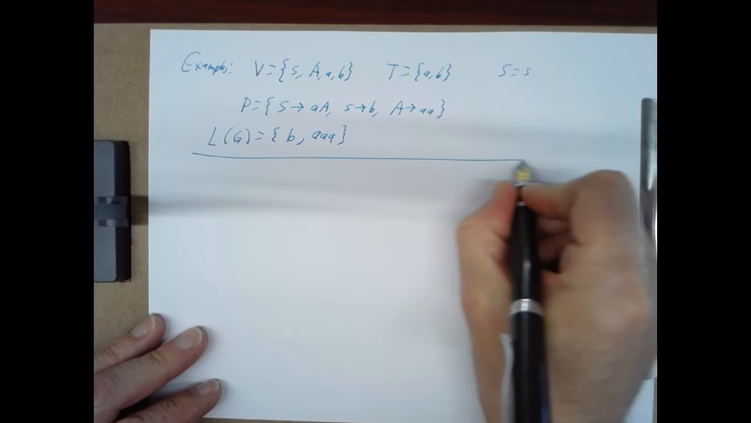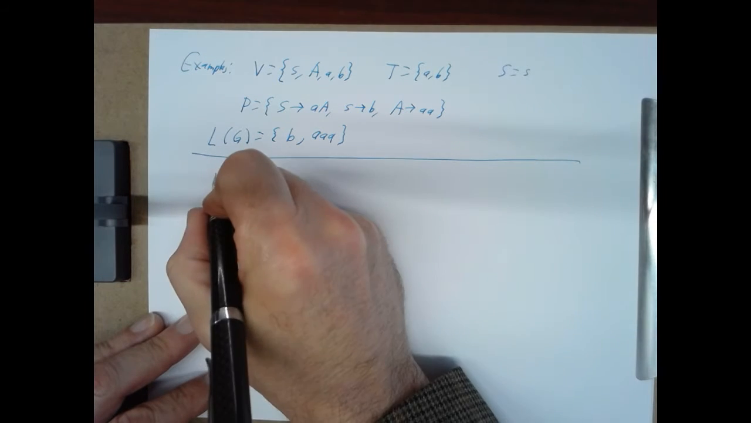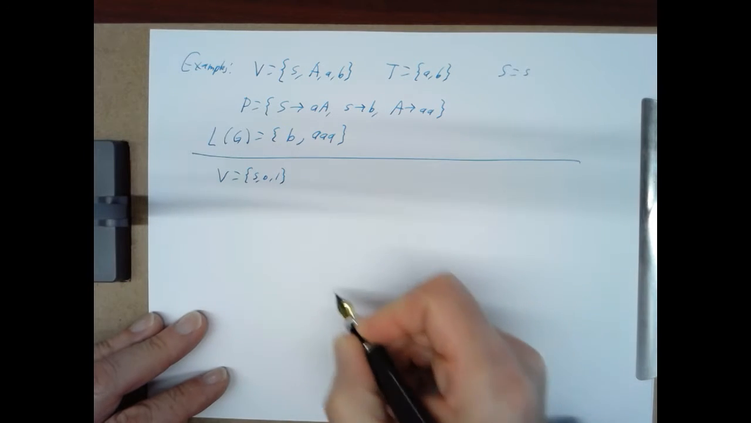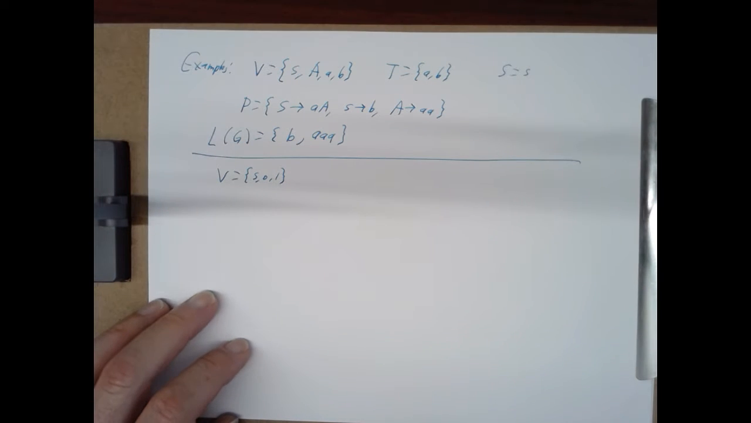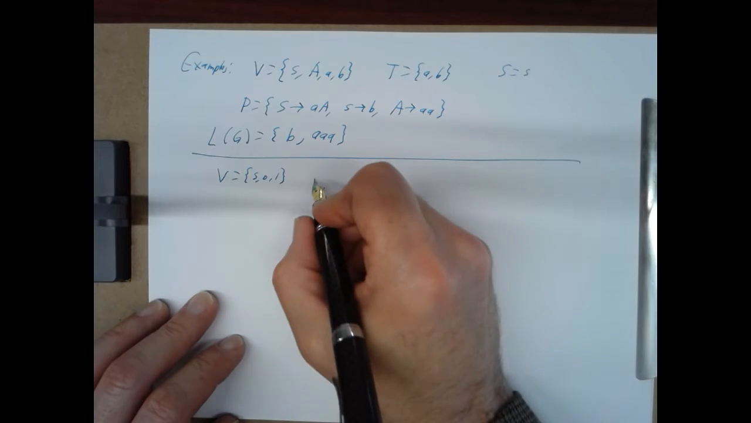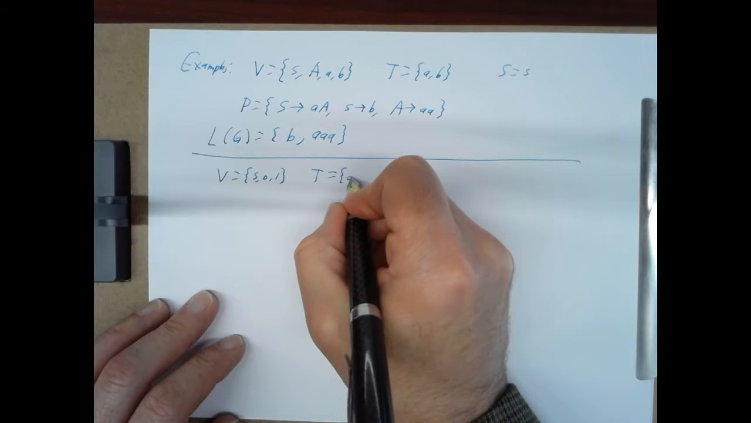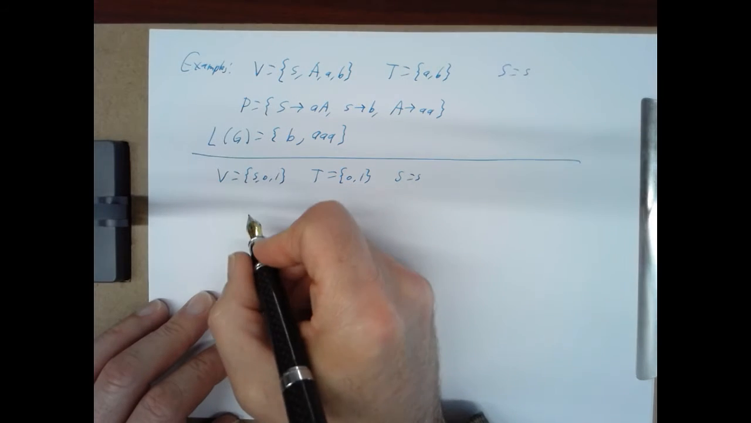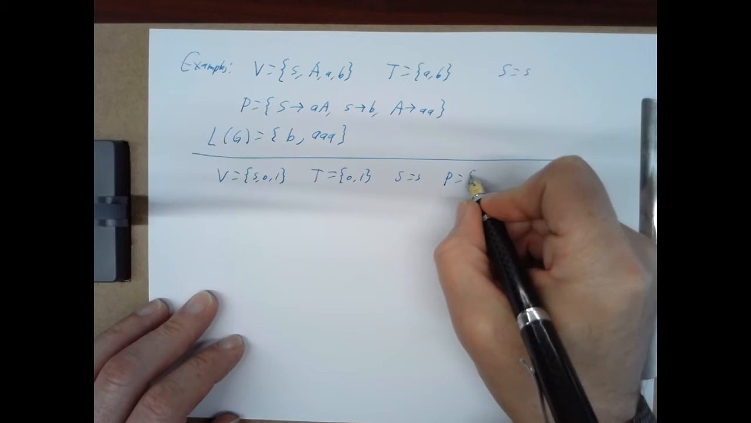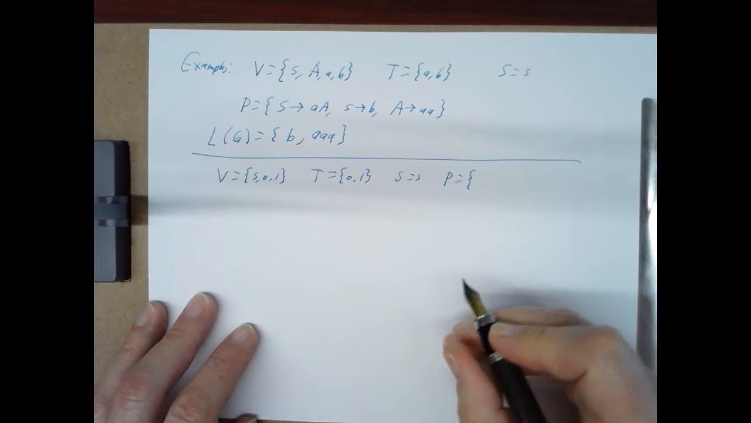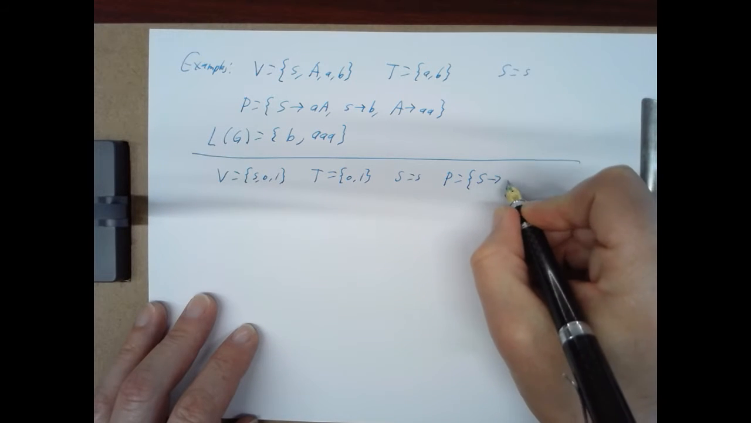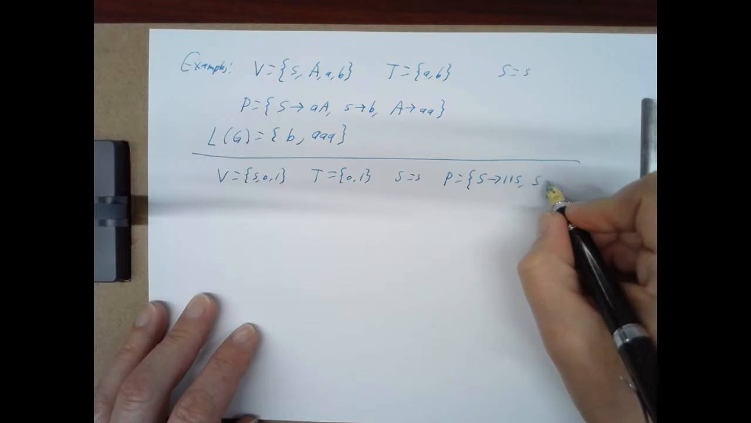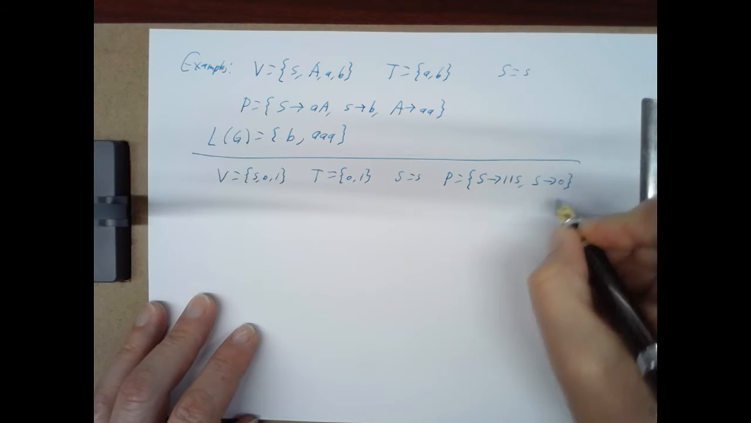All right, let's look at a more interesting example. So our vocabulary is S, 0, and 1. Terminal symbols are 0 and 1. Start symbol is S, and our production rules are the following. S can go to a 1 followed by a 1 followed by an S, or S can go to a 0.